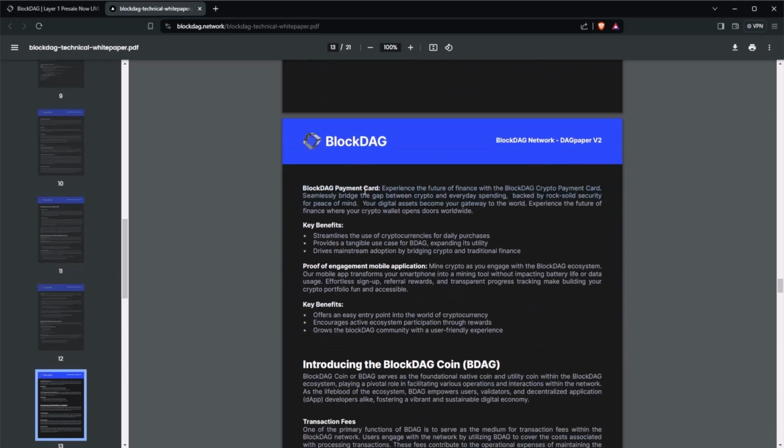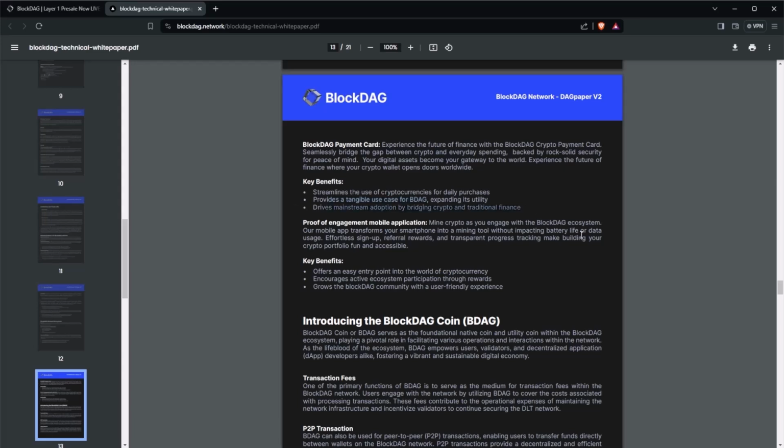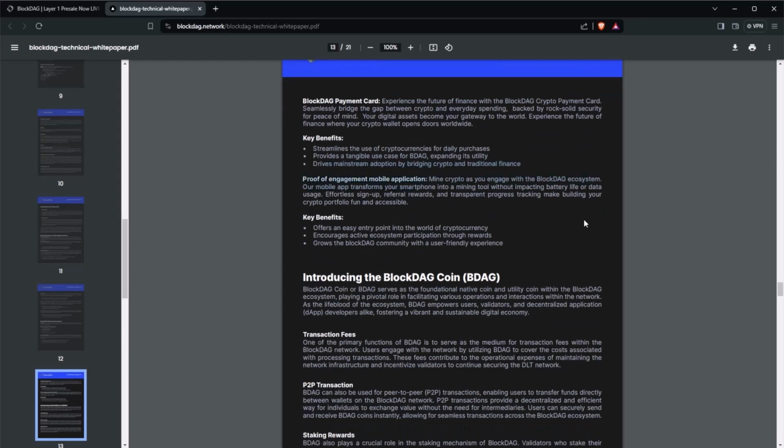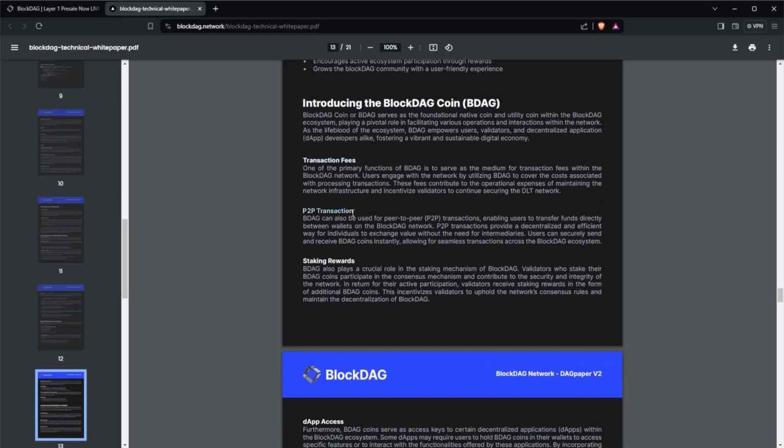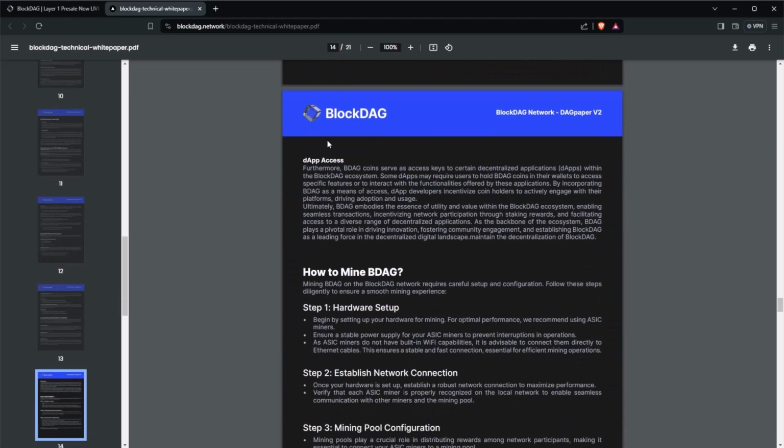Of course, we saw in the keynote the BlockDAG payment card, which integrates cryptocurrencies for daily purchases, bridging that gap between crypto and the real world, provides a tangible use case for, of course, the BDAG coin, and drives mainstream adoption. They have the proof of engagement mobile application as well. And of course, the BlockDAG coin, BDAG, is in the pre-sale. They are using this for transaction fees, also used for peer-to-peer transactions, and there will be staking rewards. So validators who stake their BDAG coins are incentivized and rewarded with more tokens.